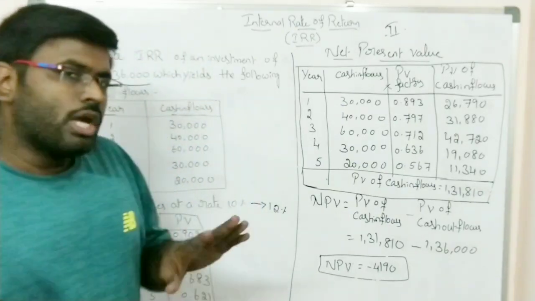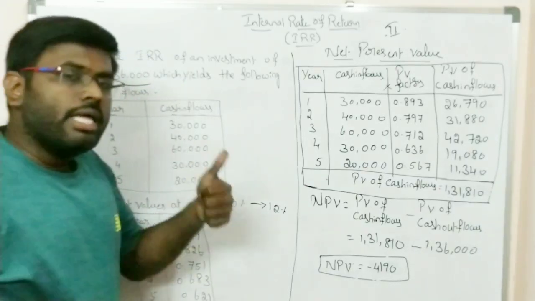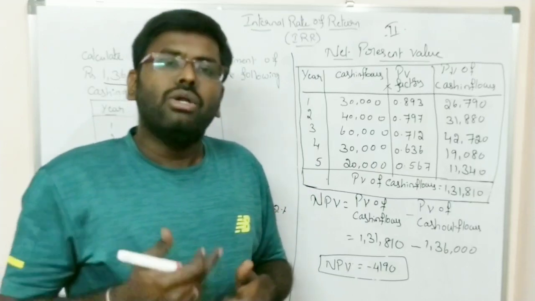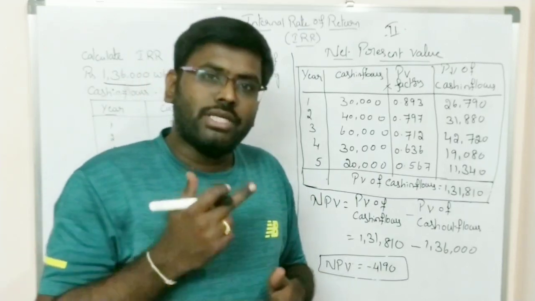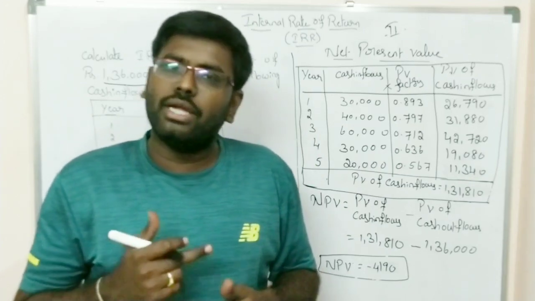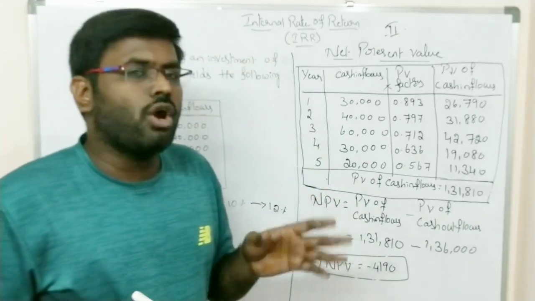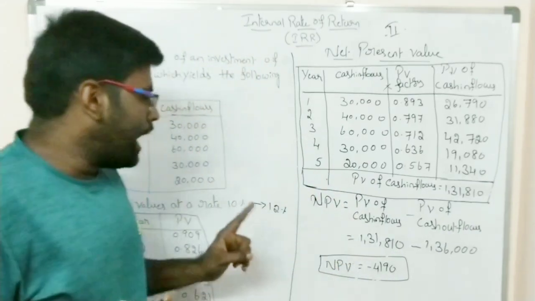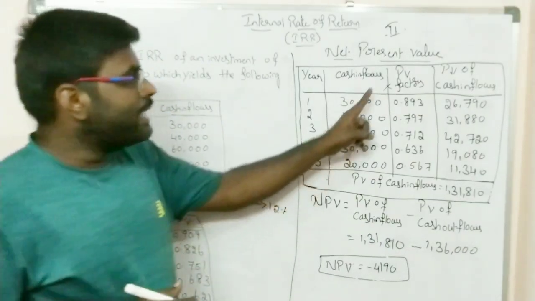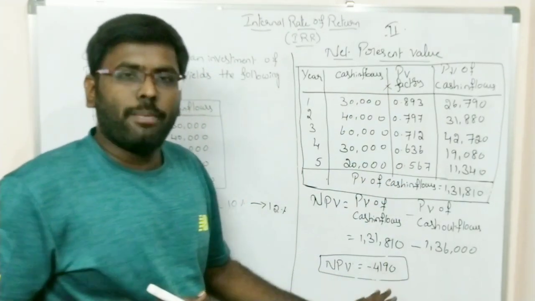First you have to calculate the net present value with a given discount rate. If that net present value is positive, increase the discount rate to get the negative value. If the calculated NPV is negative, then decrease the discount rate to get the positive value. In the first calculation, we got the NPV as positive, so I increased the discount rate from 10 to 12%. By calculating the NPV at 12%, I got a negative NPV, so I am stopping here.